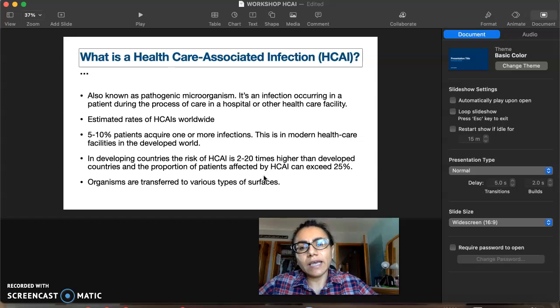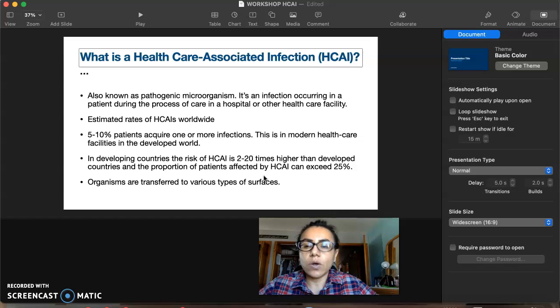Question: what is a healthcare-associated infection? The acronym is HCAI. Well, an associated infection, it's also known as a pathogenic microorganism. It is an infection occurring in a patient during the process of care in a hospital or other healthcare facility.